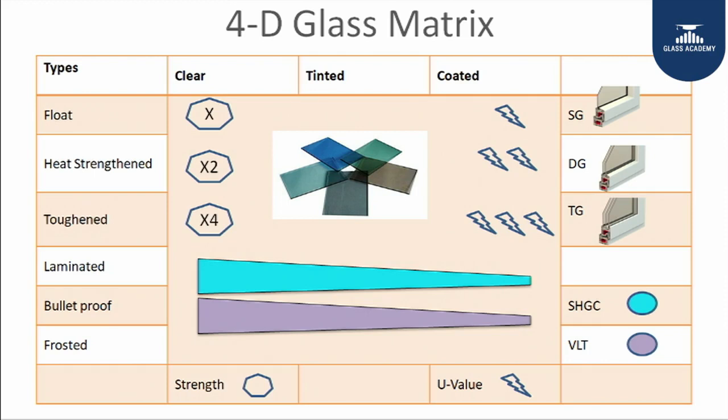If you look at the right hand side, it talks about single, double and triple glazing. As you move from single to triple glazing, you are able to reduce the U value. So, your U value actually goes down as you move from SG to TG. And in the bottom right corner, if you look at the SHGC and VLT, as we move from clear to tinted and coated glass, your SHGC drops, and at the same time your VLT also drops. So, somewhere between the strength, U value and the VLT, you need to choose different types of glass based on the need of the application.